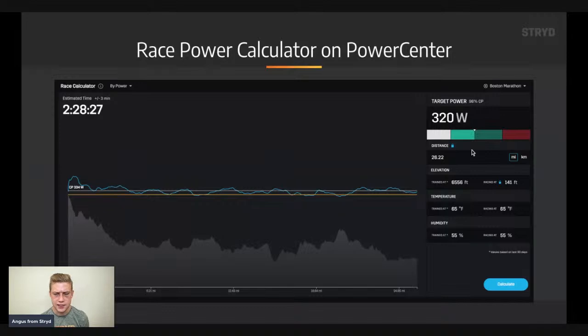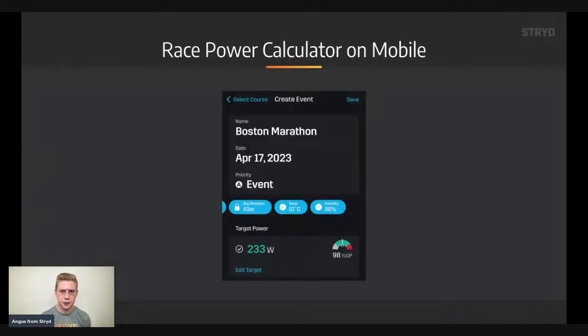On the right side, you can see the inputs such as the training elevation, the temperature and humidity, and also the power target that someone's going to be running at over the course of a race. The race power calculator is available on both the PowerCenter at stryd.com/PowerCenter and the Stryd mobile app. It gives you access to the same tool set where you can input the same conditions, select the race course, and visualize your target power and your expected finishing time.